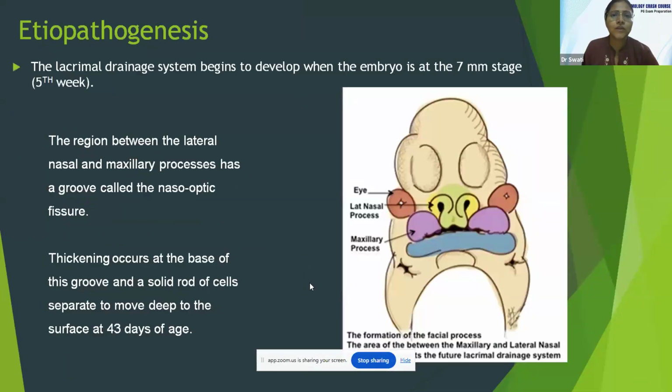Coming on to etiopathogenesis, the lacrimal drainage system begins to develop when the embryo is at fifth week, 7 millimeter stage, wherein the region between the lateral nasal process and the maxillary process has a groove, which is called the naso-optic fissure. So the thickening occurs at the base of this groove, and a solid rod of cells separates to move deep to the surface.